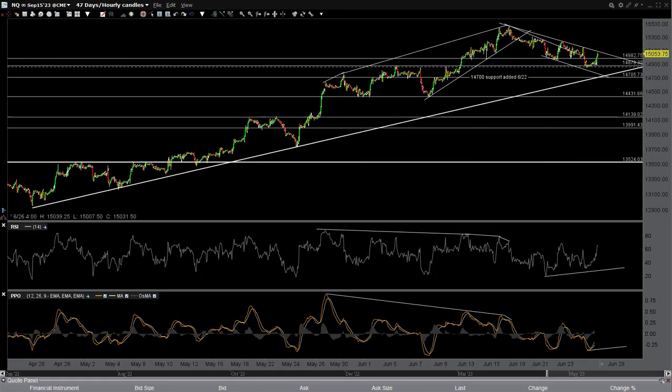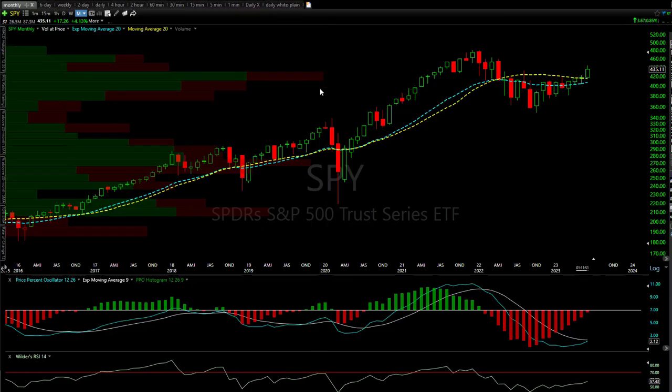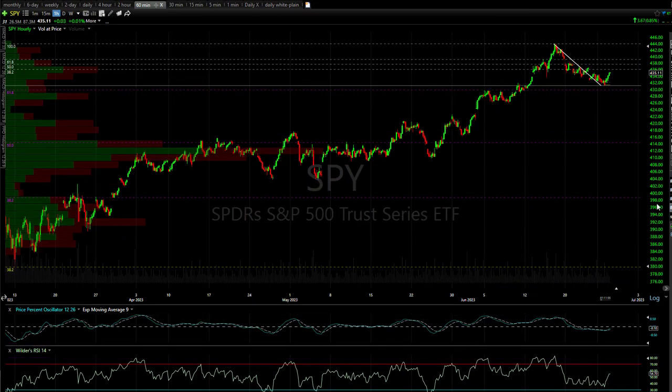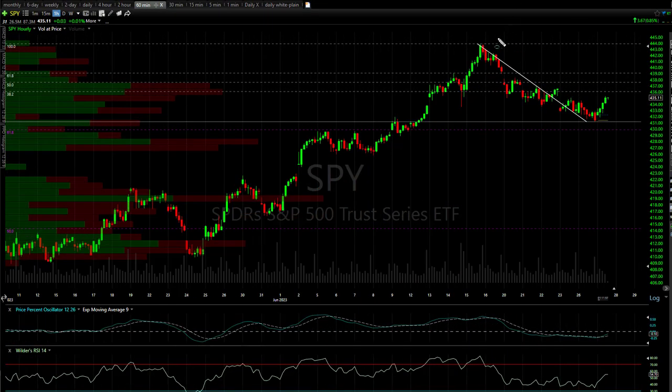NASDAQ at downtrend line resistance on NQ. Just want to throw up some fibs for you recently. Right now, let's do that. 60-minute chart, Fibonacci, kind of measure the scope of this move. Those help you determine what's a reasonable retracement if it is just a counter-trend bounce.